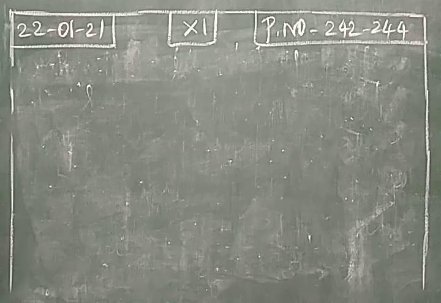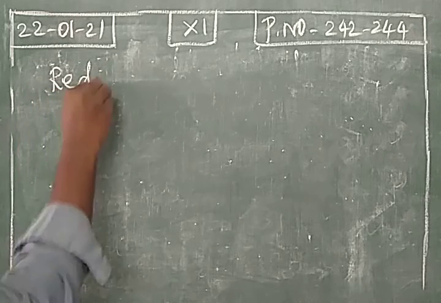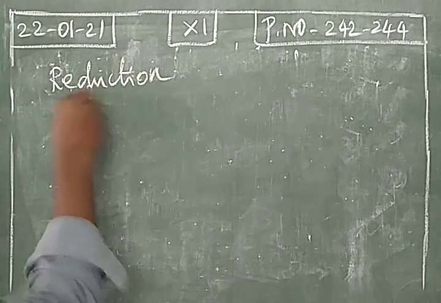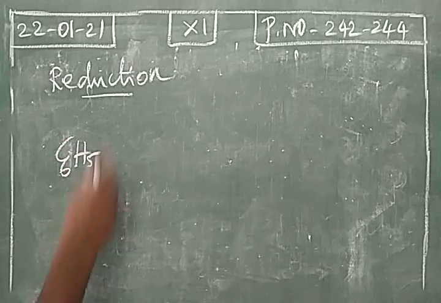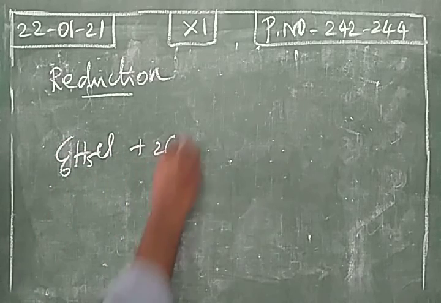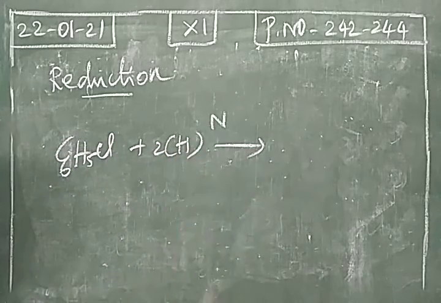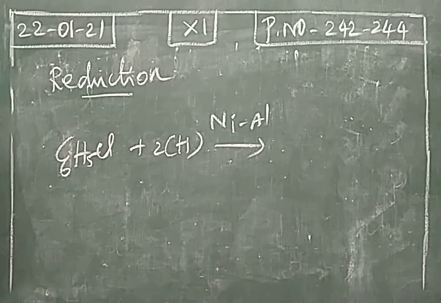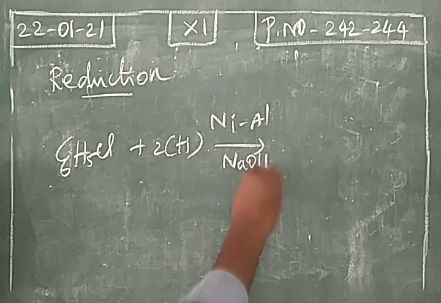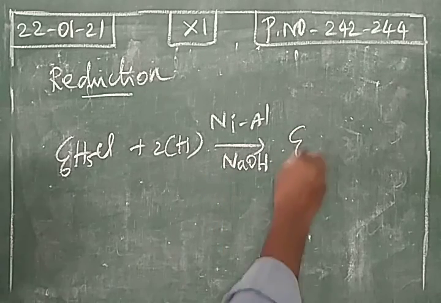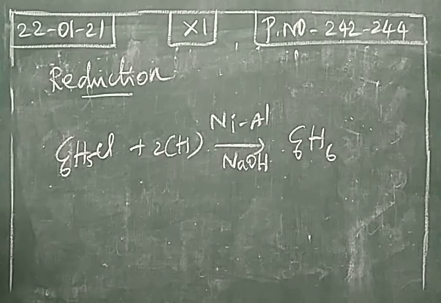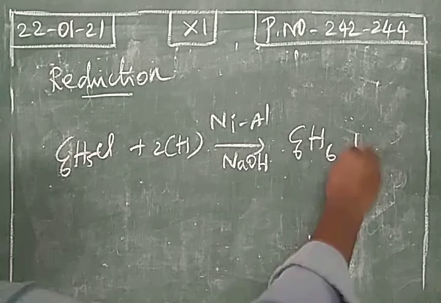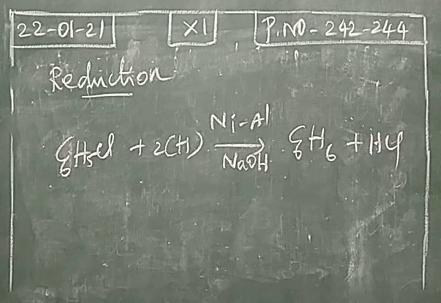Next we are going to do reduction of chlorobenzene. So it can be reduced using an alloy of nickel and aluminum. We use nickel aluminum alloy in the presence of sodium hydroxide. We will get benzene along with the liberation of hydrogen chloride. So chlorobenzene is reduced into benzene.